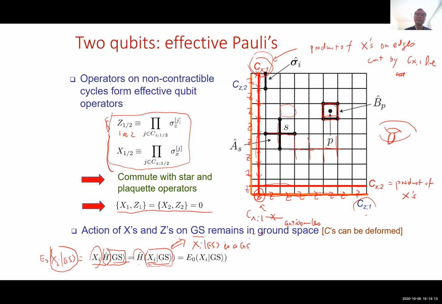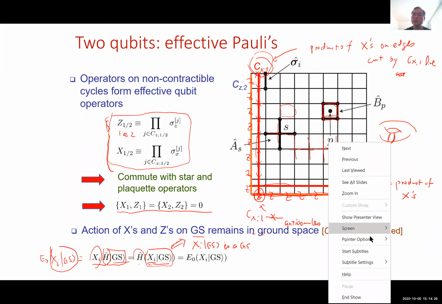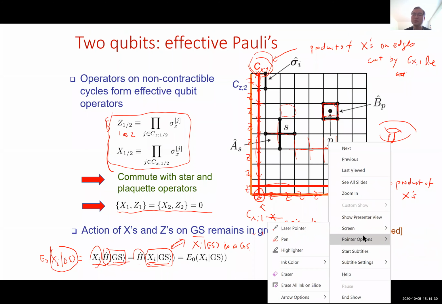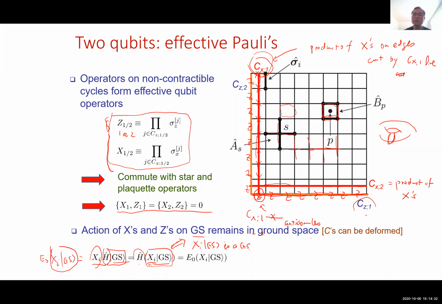Notice that here, this curve, even though I draw a straight line crossing that, you could actually deform it. So let me see if I could change the color. Show the pen.